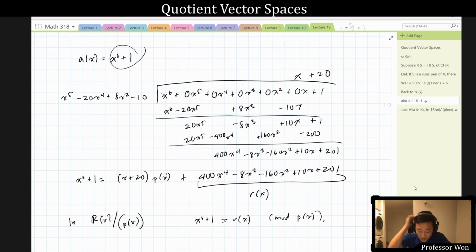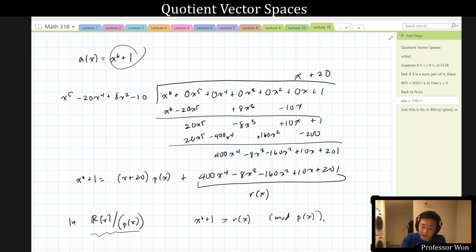But when I'm dividing by this insane polynomial p of x, I'm getting insane remainders. I got a remainder of 400x to the fourth minus 8x cubed minus 160x squared plus 10x plus 201. So, I mean, I'll get infinitely many remainders. Right? The point is that any polynomial of degree less than or equal to 4 is definitely already a remainder. Because if you try to divide it by p, you're just going to get 0 plus that polynomial. It's just like you can't divide 5 by any number less than 5.